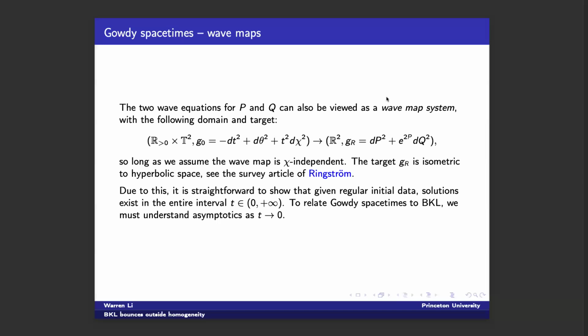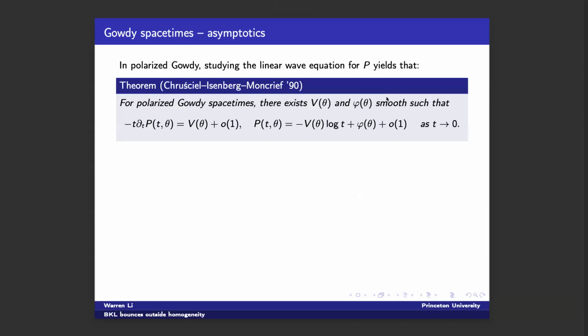What we're actually interested in is understanding what the singularity looks like, and that corresponds to understanding the asymptotics of t. So let's talk about asymptotics as t goes to 0. We'll first do the very easy case, the polarized Gowdy, where we just have a single wave equation for P. It turns out that we can actually describe the asymptotics completely.